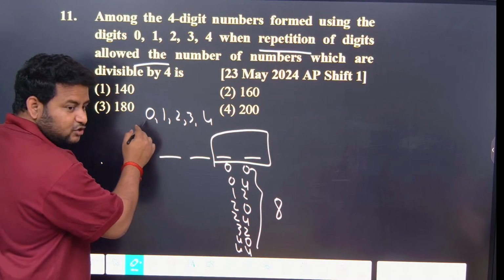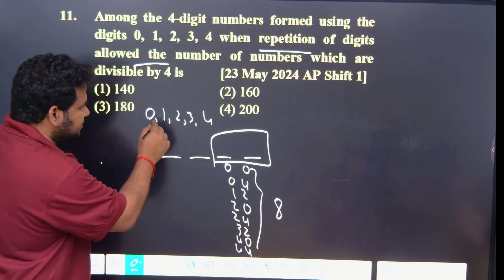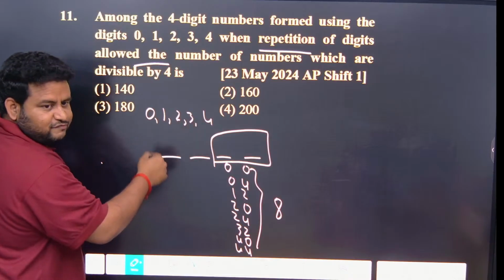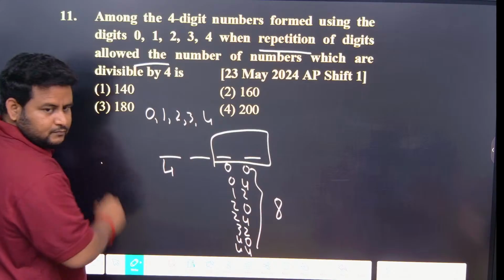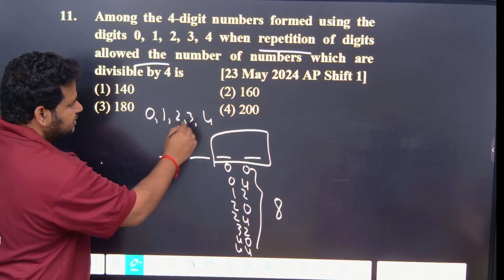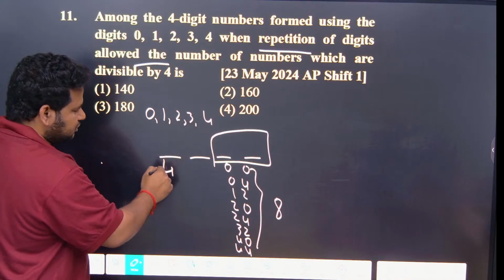4, because 0 you cannot consider. If 0 starts, it will become a 3-digit number. Instead of 0, there are 1, 2, 3, 4. These 4 numbers can be arranged in 4 ways. So I will write 4: 1 or 2 or 3 or 4 can come.